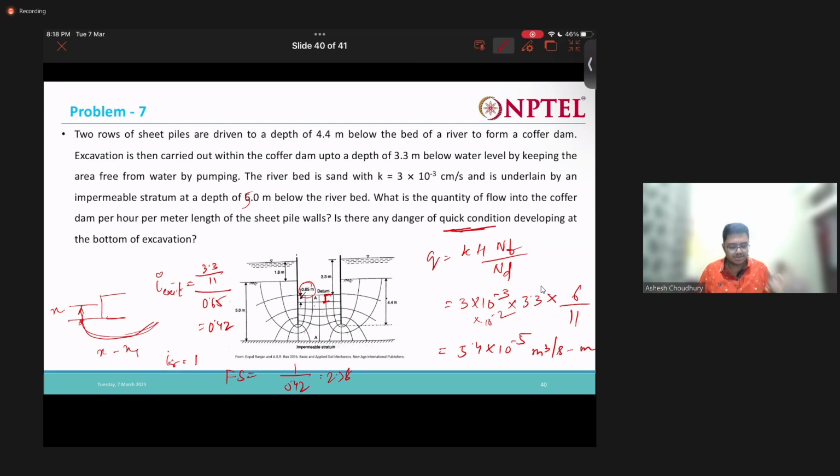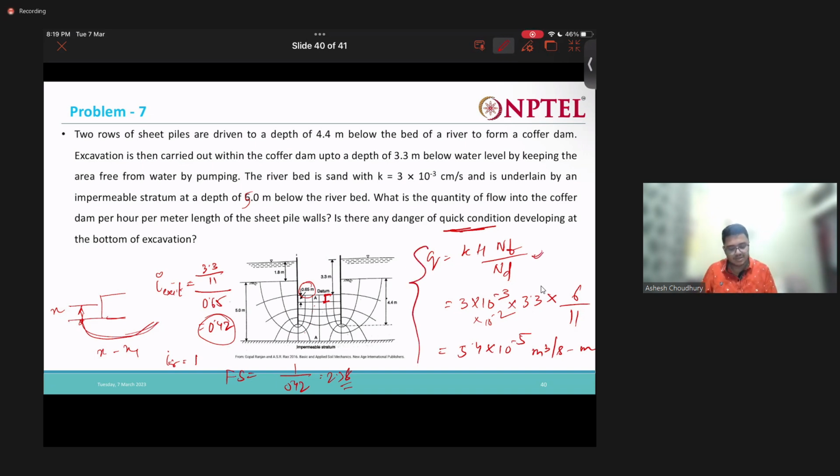So will quicksand condition occur? No, right? Because my exit gradient is less than 1, so my quicksand condition won't occur. But my factor of safety comes out as 2.3. Quicksand won't occur, but it is suggested that it should be between 4 to 5. Though our structure is safe, it's always suggested that our factor of safety should be between 4 to 5. Okay, so was this clear?